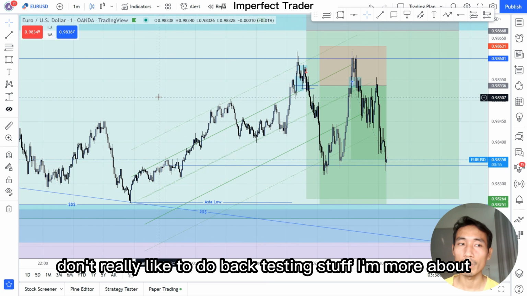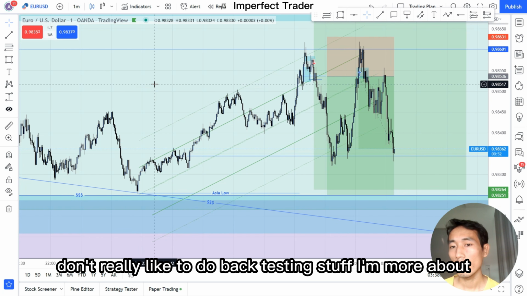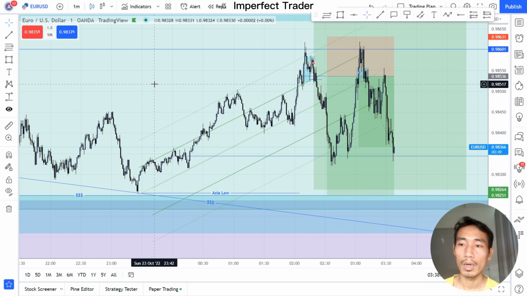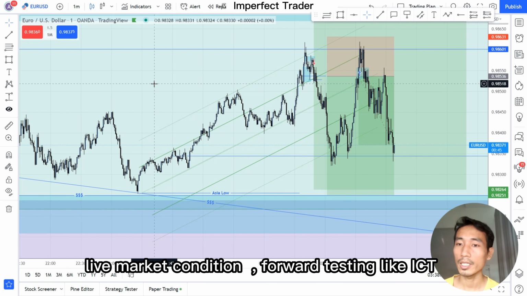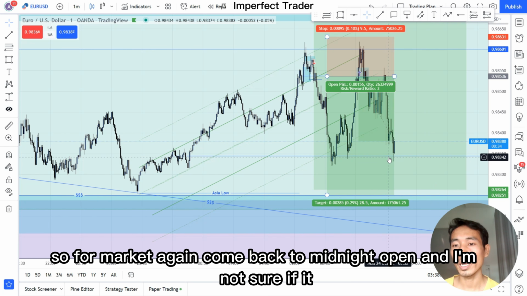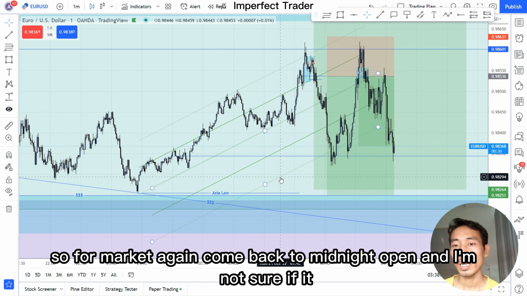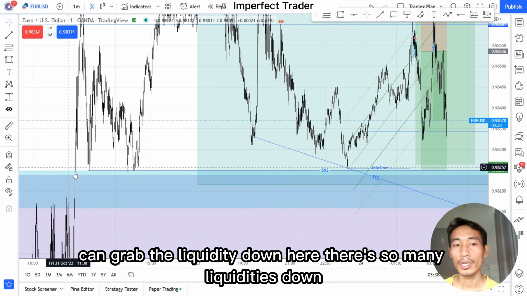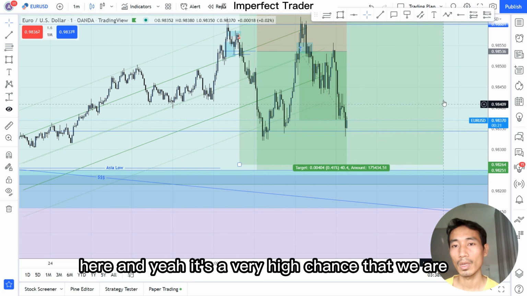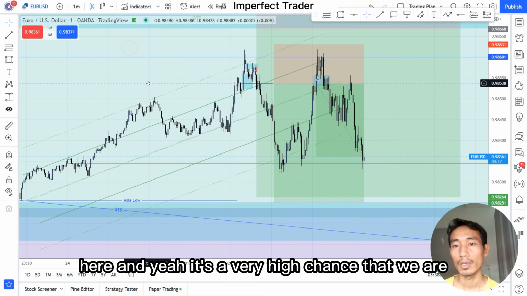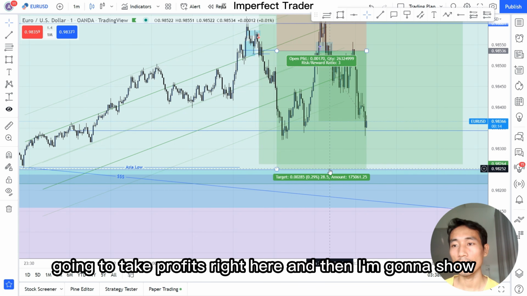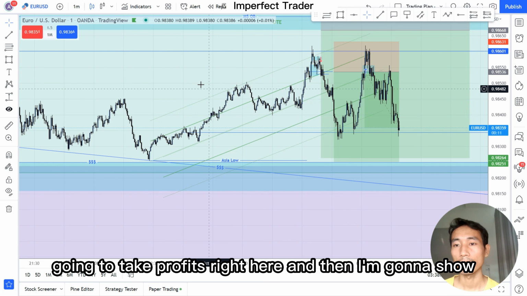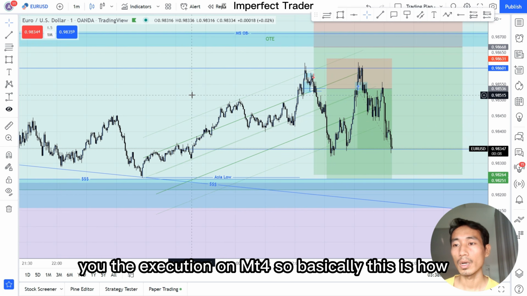I just don't really like to do backtesting. I'm more about live market condition forward testing, like ICT. So the market has again come back to midnight open, and I'm not sure if it can grab the liquidity down here. There's so much liquidity down here, and there's a very high chance that we are going to take profits right here. And then I'm going to show you the execution on MT4.